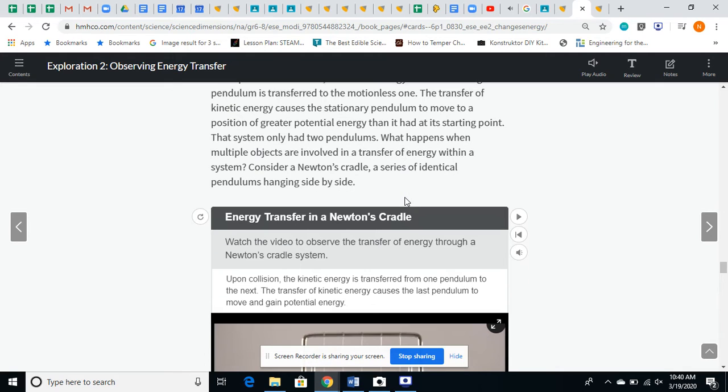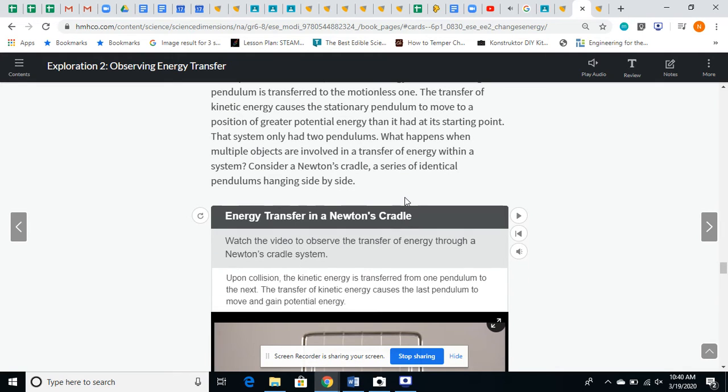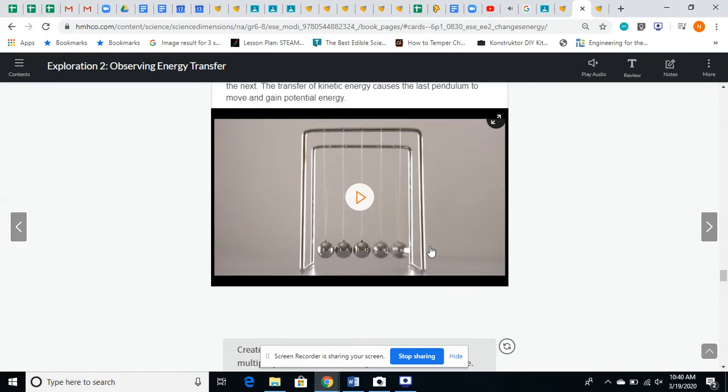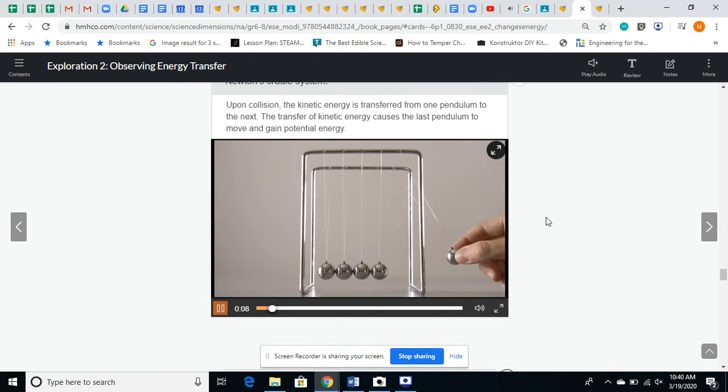That system only had two pendulums. What happens when multiple objects are involved in a transfer of energy within a system? Consider a Newton's cradle, a series of identical pendulums hanging side by side. Let's check this one out, a little bit larger. Actually, the one on either side moves.